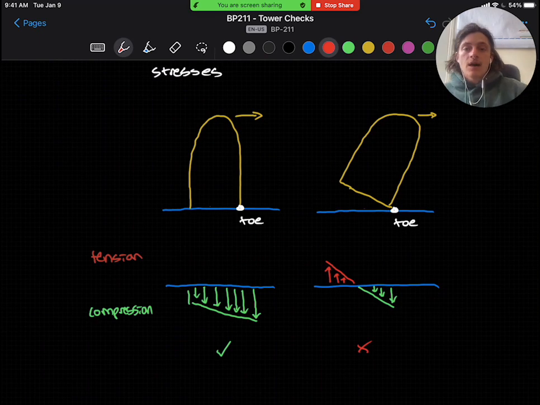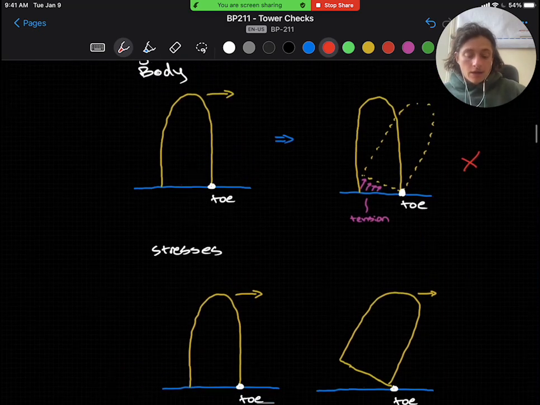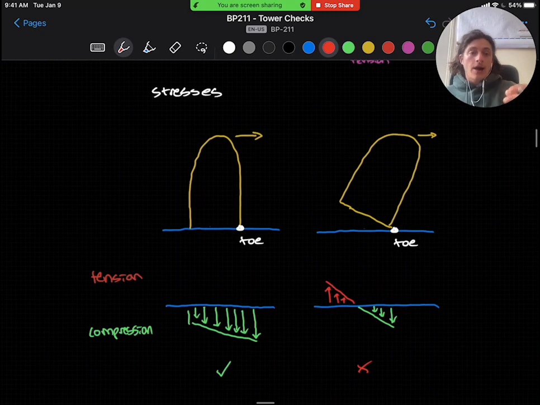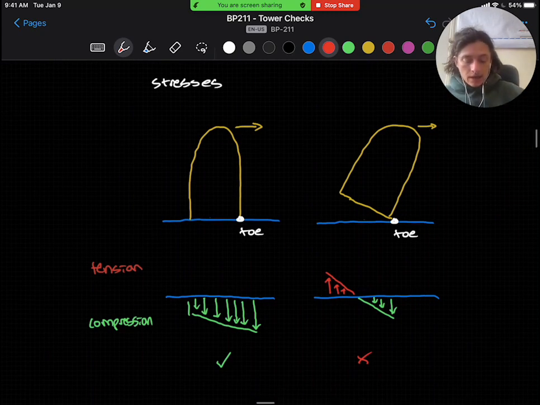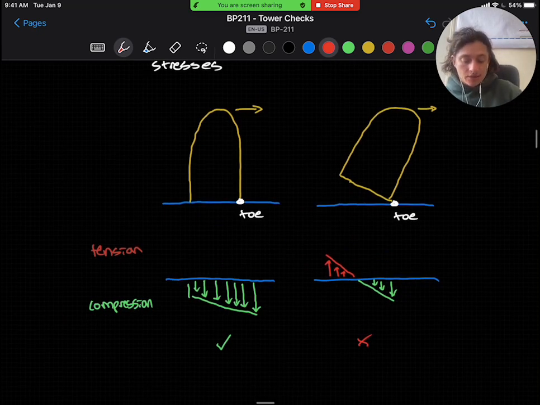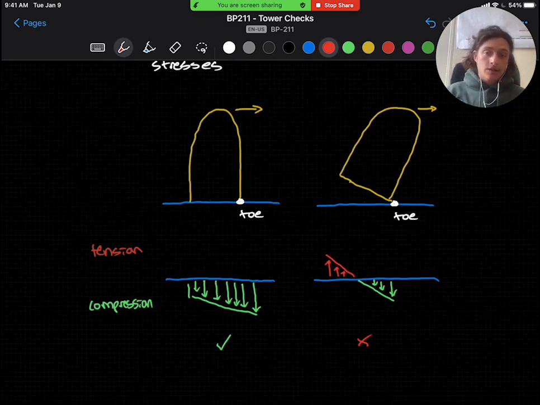Sorry, I missed one more piece I wanted to talk about. Beyond just this rigid body overturning, we can then look at the stresses at the toe of the tower and how the force flows into the walkway hump below. And like I said before, we don't want to have any tension. So a passing check is going to look like this in green. And in compression, we're going to have larger compressive stress towards that toe of the tower.